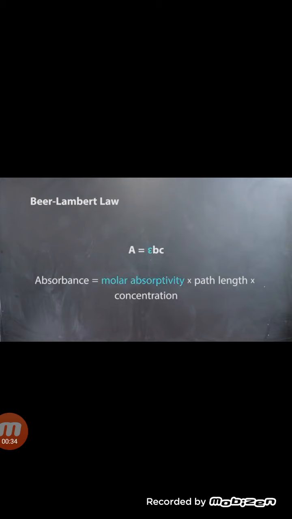The molar absorptivity is a constant and it is characteristic of the absorbing solute. The path length is 1 centimeter. Since the same cuvette will be used for all readings, the path length will be constant as well. Hence, the absorbance will depend linearly on the concentration over a specific range of concentration values of the absorbing solute.